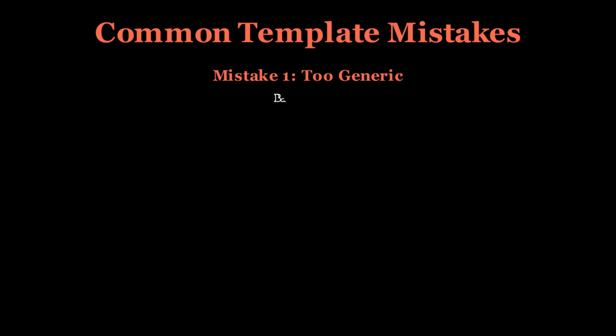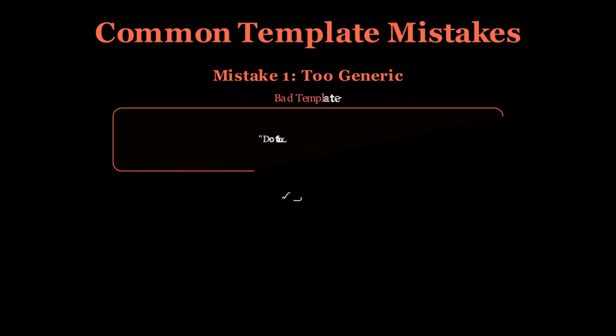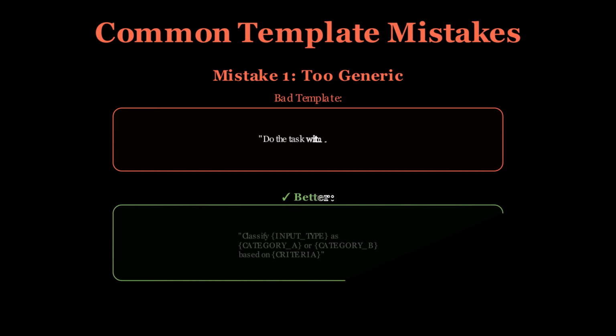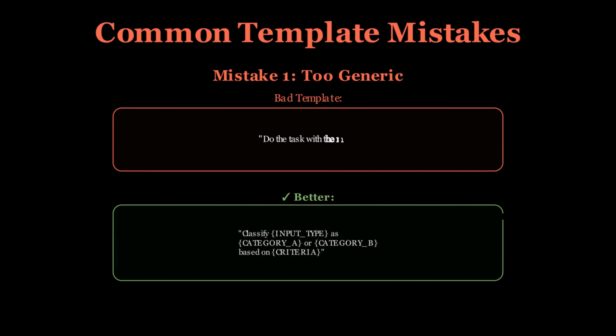Let's cover the most common mistakes people make with prompt templates. Mistake 1. Templates that are too generic. A bad template just says do the task with the input. That's useless. A good template is specific. Classify this type as category A or B based on these criteria. Generic templates don't save time.